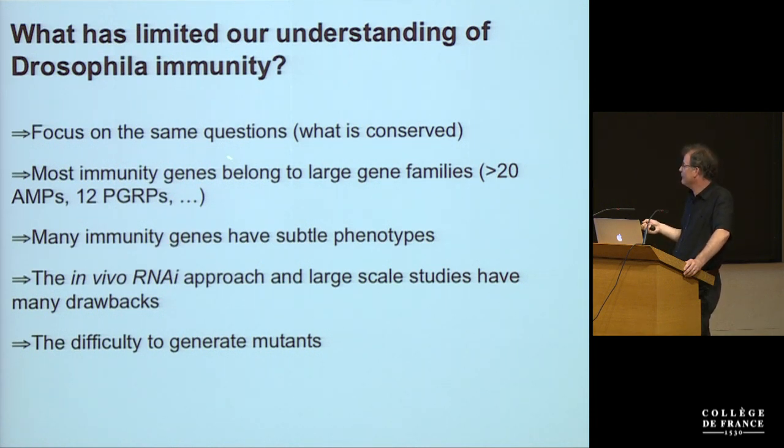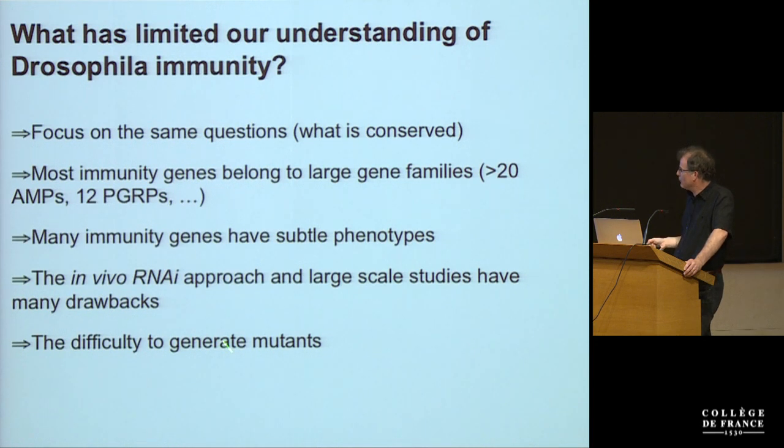We have focused on the same questions. There is a kind of emphasis on what is conserved, which I find is a mistake. Most immunity genes belong to large gene families, like more than 20 antimicrobial peptides, 12 PGRPs. Many immunity genes have a subtle phenotype, and this is a problem for the single gene approach. Many of the large-scale approaches, such as in vivo RNAi, have led to many problematic studies. I won't go into detail, but they have been a bit disappointing.